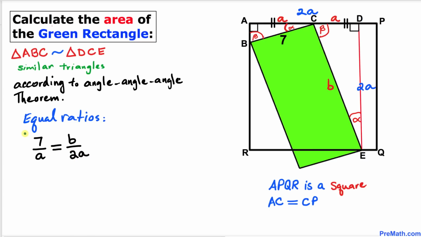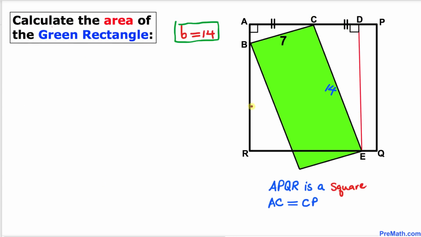Now let's go ahead and cross multiply to remove these fractions. So that is going to give us simply 7 times 2, which becomes 14A, equals A times B. Let's go ahead and divide both sides by A. So that means we get our B value. A and A is gone on this side, A and A is gone on this side. So B value turns out to be 14. So thus the side lengths of this green rectangle turn out to be 14 and 7.